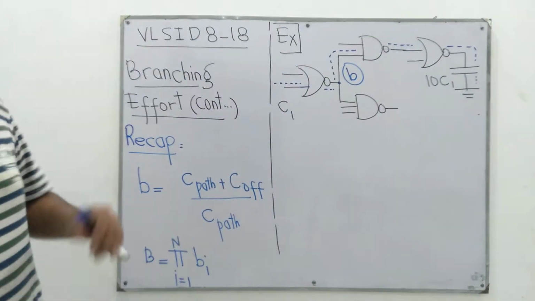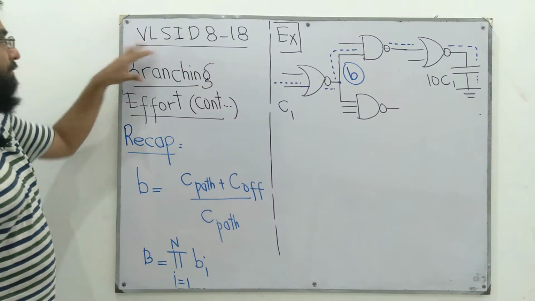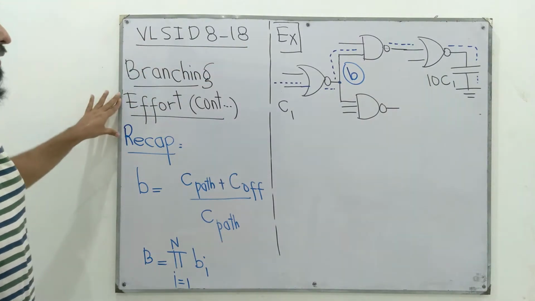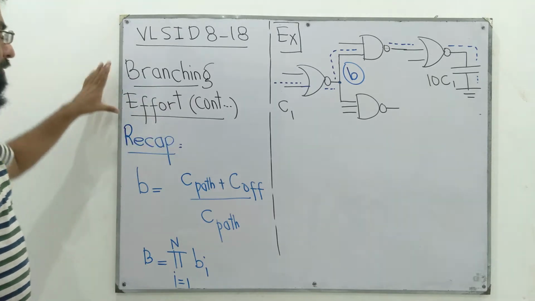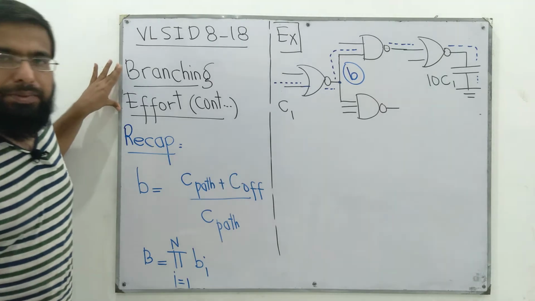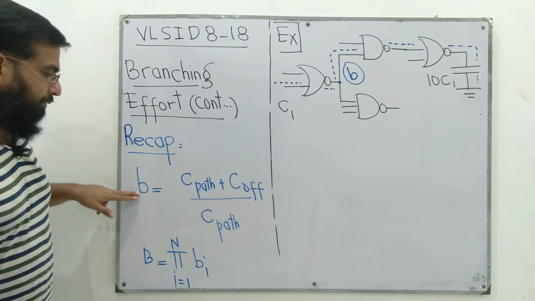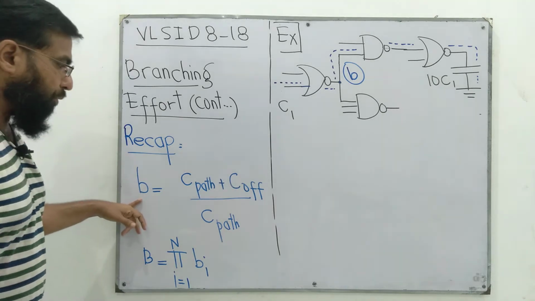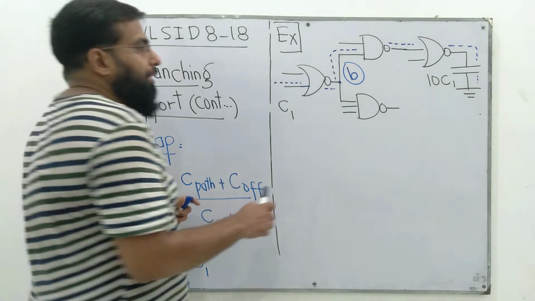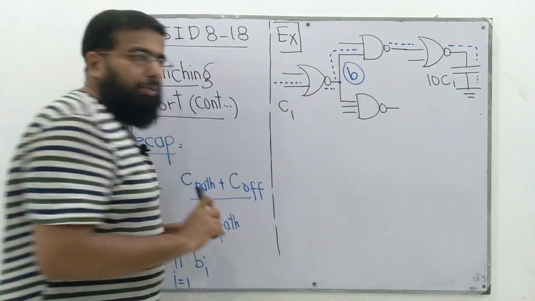Welcome to the 13th lecture from chapter number 8. We are studying VLSI Design and we are continuing studying branching effort. In the last lecture we introduced the concept of branching effort. Branching effort is computed at points where the output of one gate is driving two or more gates.